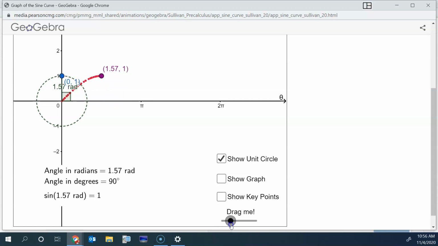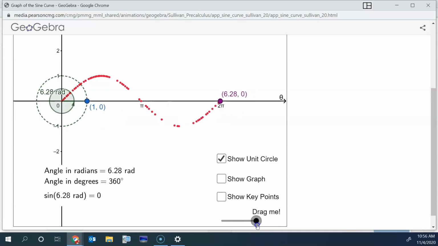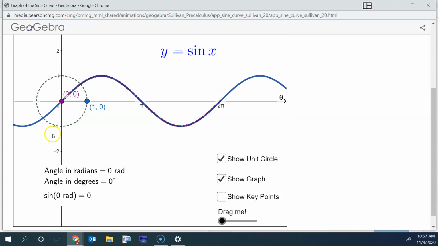Now I'm at pi over 2, 90 degrees. And I just keep going. And I can go back and forth, and it's going to fill in all those. Okay, that is your sine curve. All right. Now, if you click Show Graph, it draws it in for you. So now we've got a nice sine curve. All right, now let's use this to answer the first question.